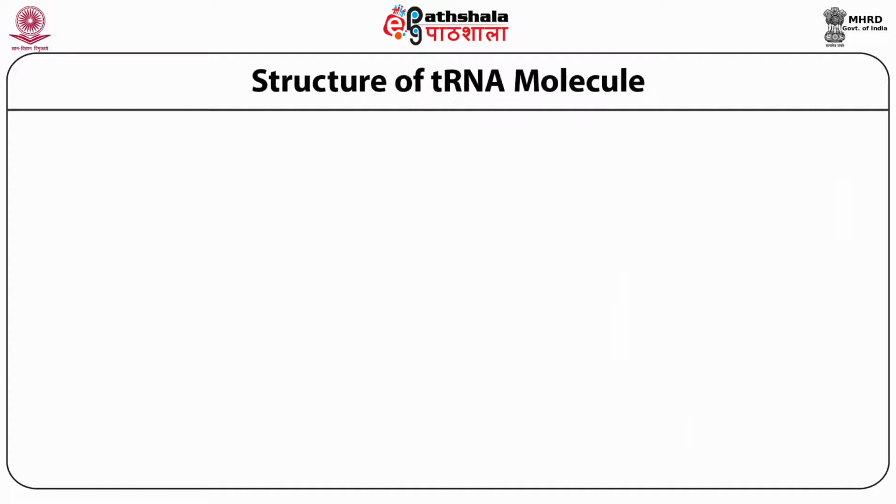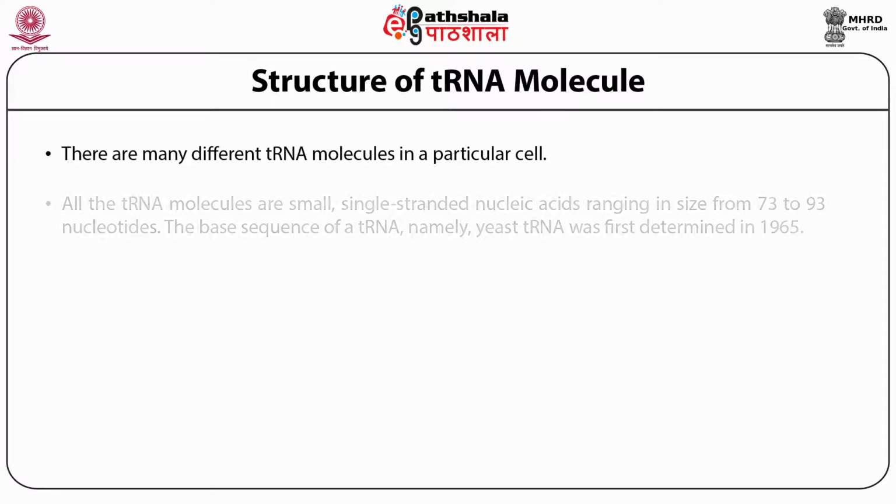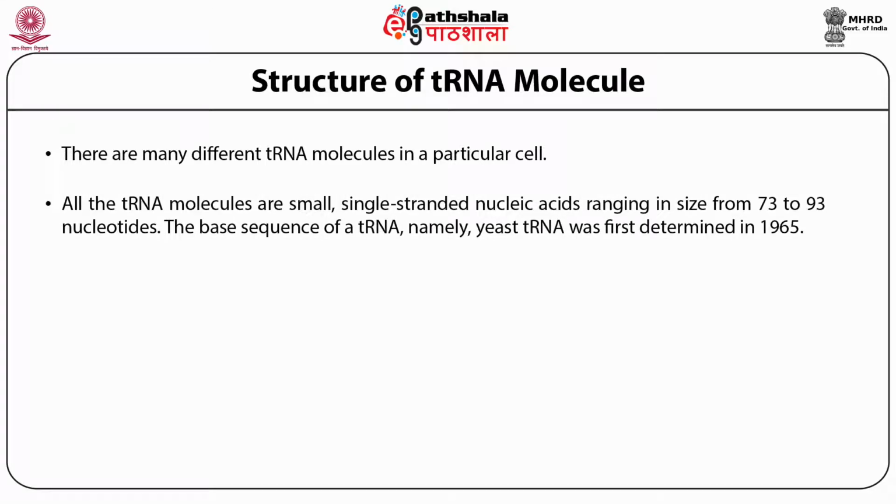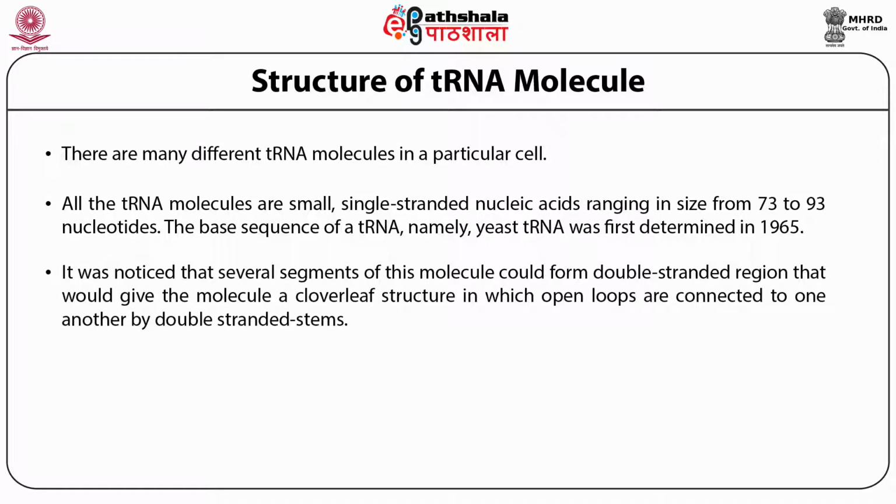Now we consider the structure of the tRNA molecule, the transfer RNA molecule. There are many different tRNA molecules in a particular cell. All the tRNA molecules are small, single-stranded nucleic acids ranging in size from 73 to 93 nucleotides. The base sequence of a tRNA, namely yeast tRNA, was first determined in 1965. It was noticed that several segments of this molecule could form double-stranded regions that would give the molecule a clover leaf structure, in which open loops are connected to one another by double-stranded stems. The structure of such a tRNA molecule is shown in figure 31.11.